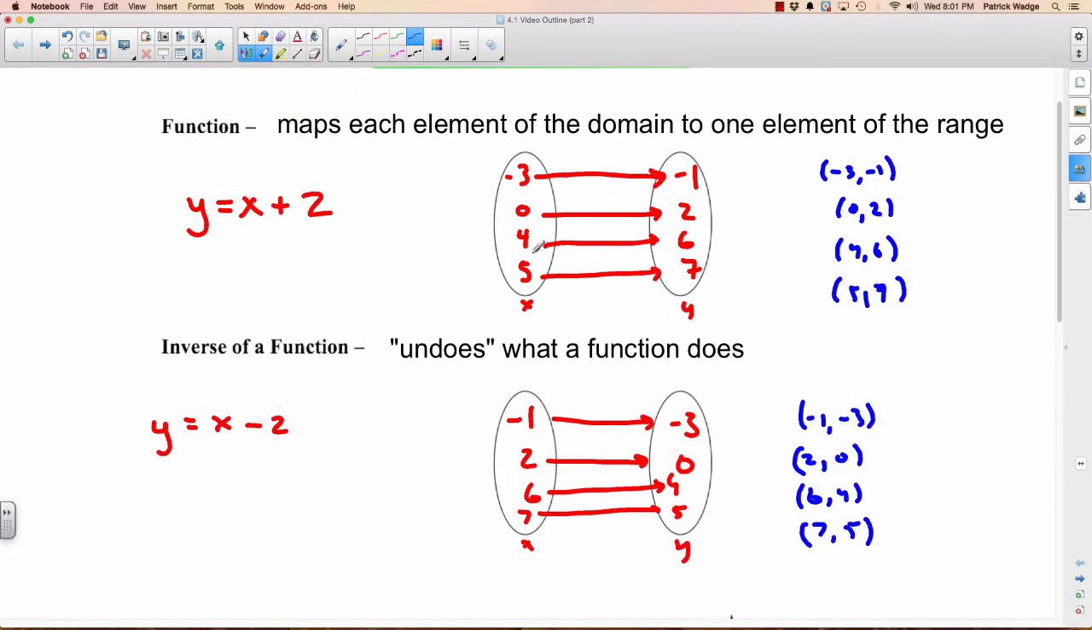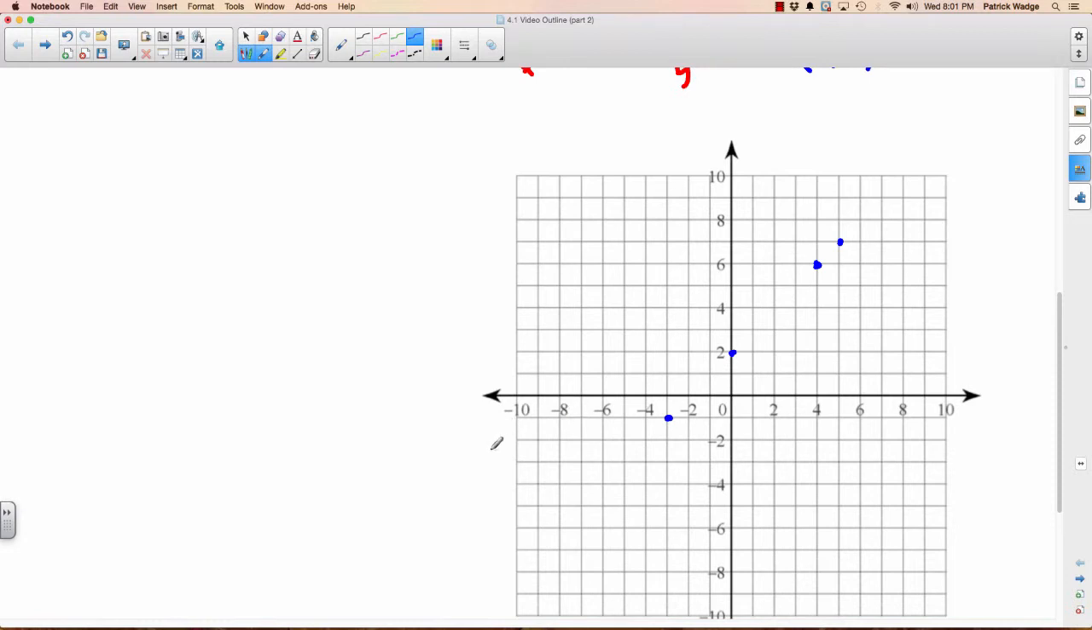And let's pretend that this is only part of the domain. Let's say the domain's all real numbers, like you could put anything into here. So if you were to graph it, then it wouldn't just be 4 points, it would be a whole line. Let's draw the line. There we go. So that's the function. Right there, that's the function.